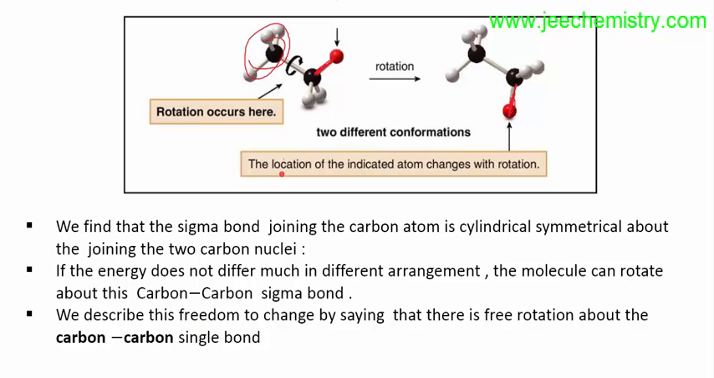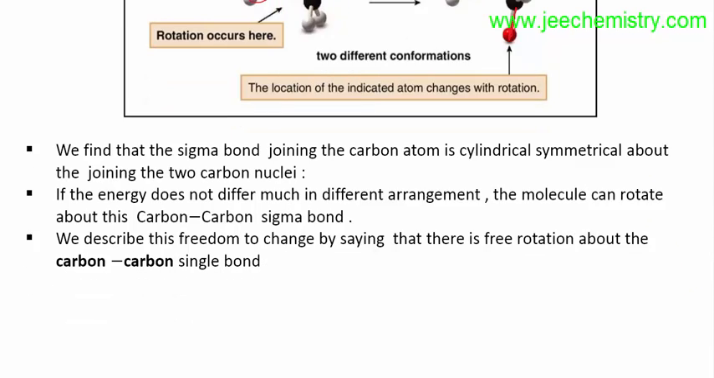We describe this freedom to change by saying that there is free rotation about a carbon-carbon sigma bond. The change from one structure to another by rotation about the sigma bond is called free rotation. Now I have made clear what free rotation is.